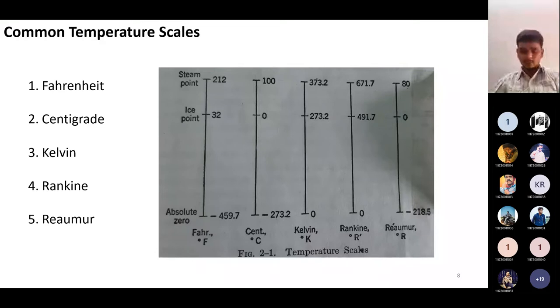The next scale is the Reaumur scale. It was introduced nearly when the Kelvin scale was introduced, in the year 1731. The Reaumur scale assigns 0 degrees Reaumur as the ice point and around 80 degrees as the steam point. This scale is popularly used in the alcohol industry, in beer manufacturing and for certain types of wines and whiskies. This degree Reaumur scale is very popular. These are the various temperature scales.